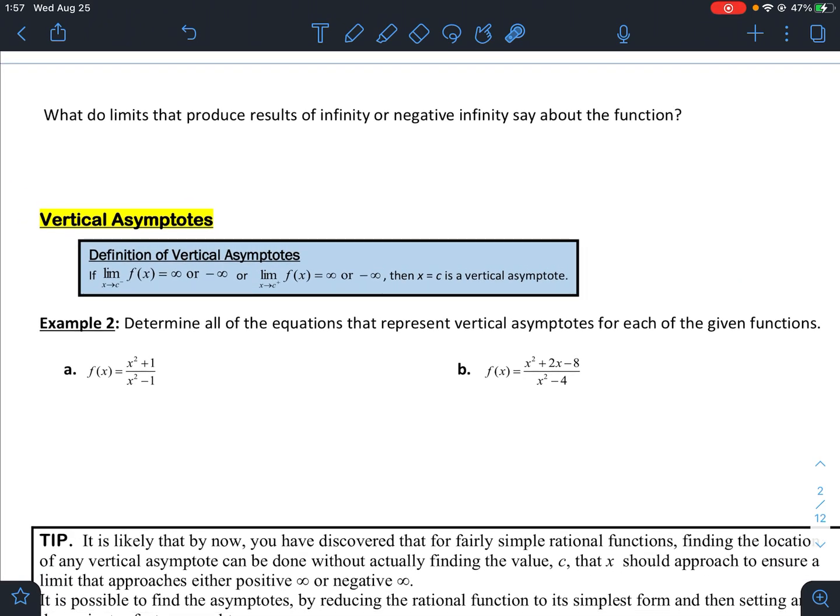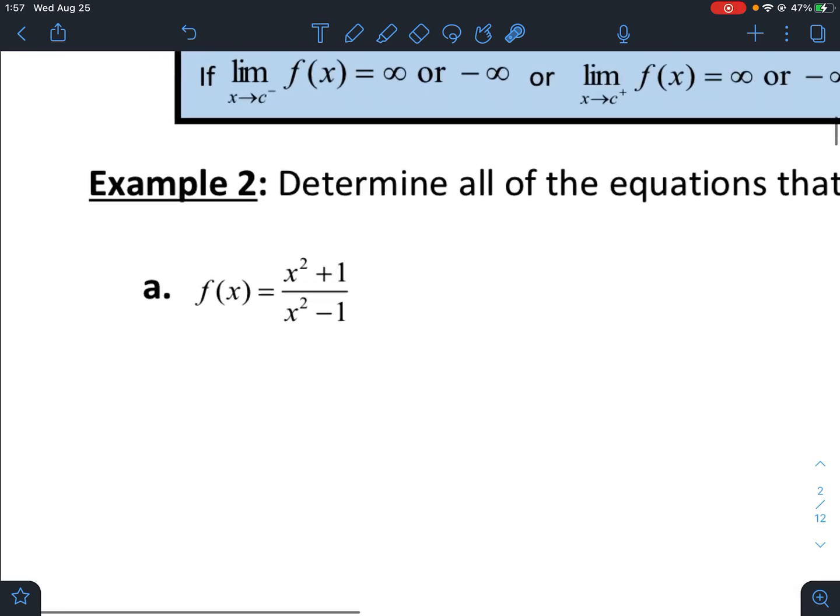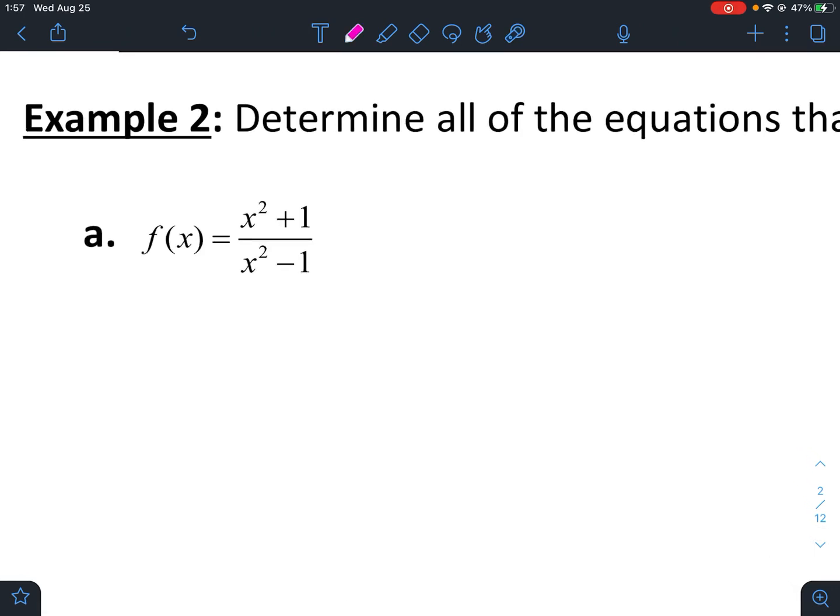So in example 2, we're just going to do some review from previous years' math classes of how to find vertical asymptotes. Remember, vertical asymptotes will come from discontinuities in the graph. It will come from infinite discontinuities in the graph, or non-removable discontinuities in the graph. So where do we find those? We find those in the denominator of our function. So in this problem here, the numerator is not factorable in the real number system. The denominator is.